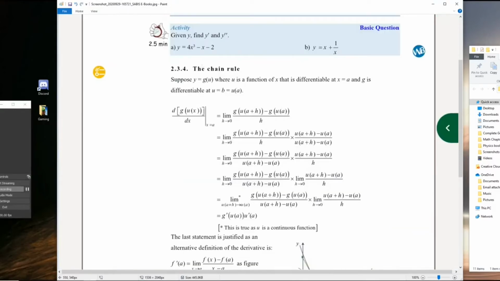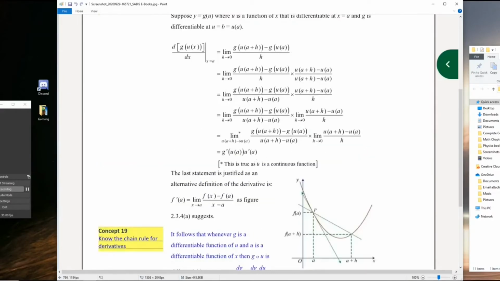Here I guess there's nothing new as much. They're talking about the chain rule, but they're proving it right here. If you're interested, you can see it. Personally, I am interested, but I'm not going to read this now. Maybe I'll read it later. But anyways, they reach the conclusion.